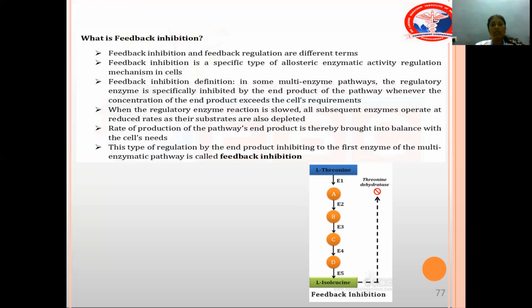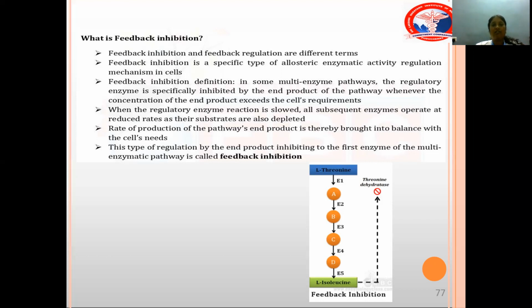So in a multi-enzyme pathway, the regulatory enzyme is specifically inhibited by the end product of the pathway whenever the concentration of the end product exceeds the cell's requirements. Here, if the energy is not required, glycolysis need not be performed, right? So the first step of glycolysis is that glucose is phosphorylated to glucose 6-phosphate. When there is more glucose 6-phosphate, it will go and inhibit the enzyme which favors its formation, that is hexokinase. Thereby the phosphorylation of glucose is inhibited. So it is an example of feedback inhibition.